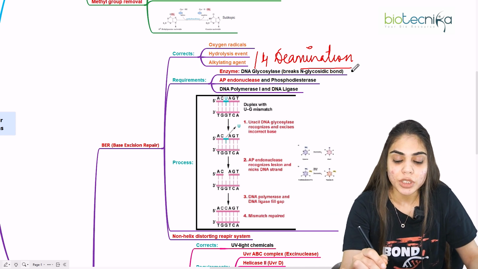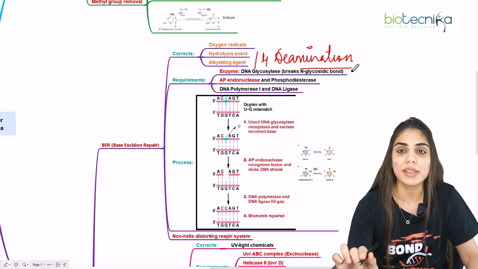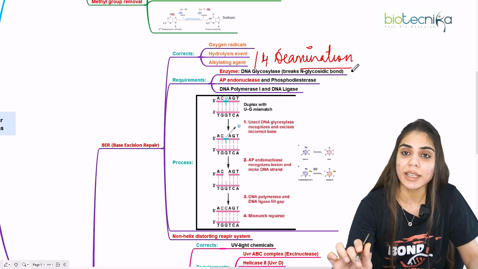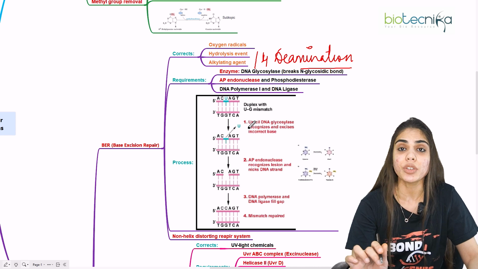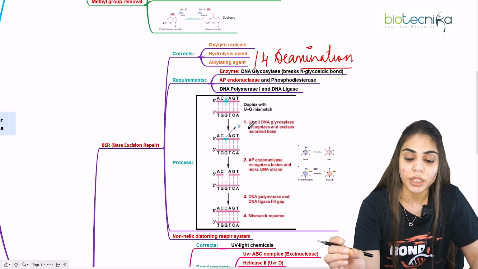So the duplex with UG mismatch will be recognized by the very first enzyme, that is called uracil DNA glycosylase. And why is uracil DNA glycosylase activated? Because it is specific to uracil, and it is going to cleave the glycosidic bond and release that uracil base.